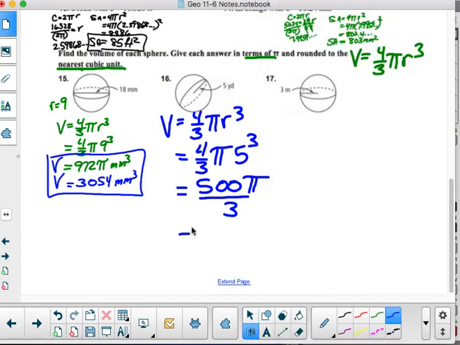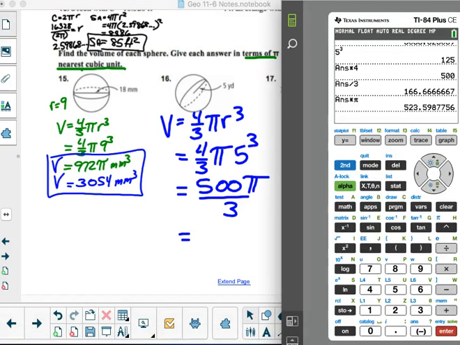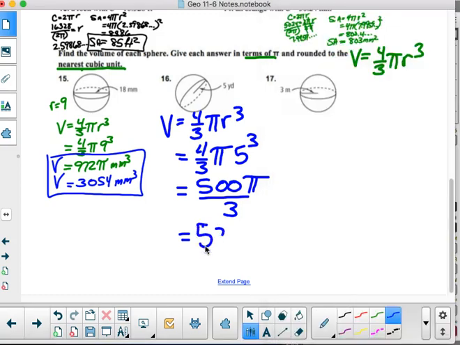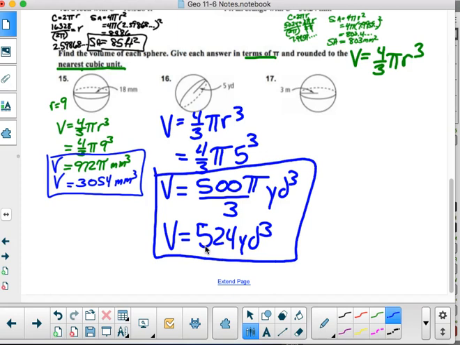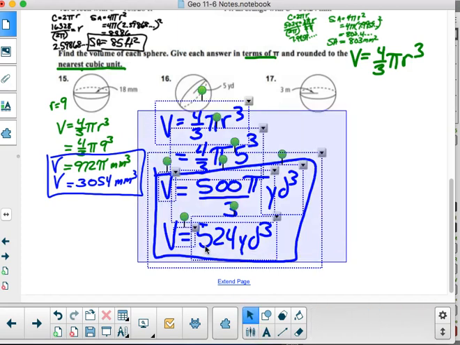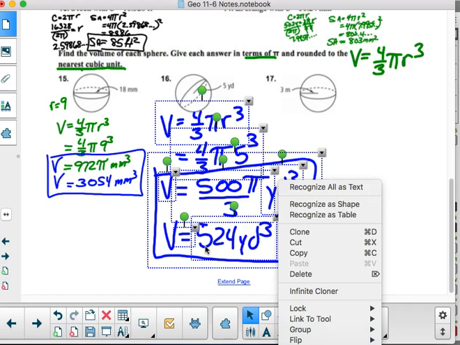And it's rounded to the nearest, get my calculator back up, rounded to the nearest is 524 yards cubed, and this is also yards cubed. And those are my volumes that I need. Okay, now again, same thing.